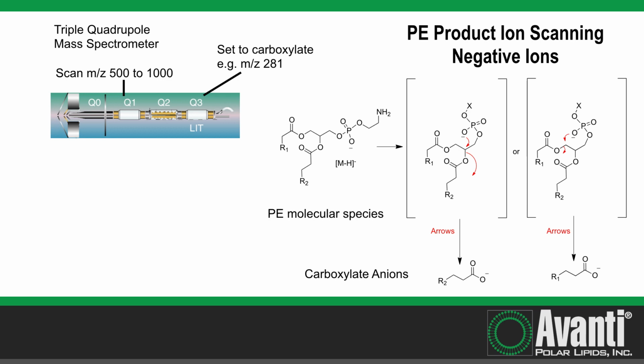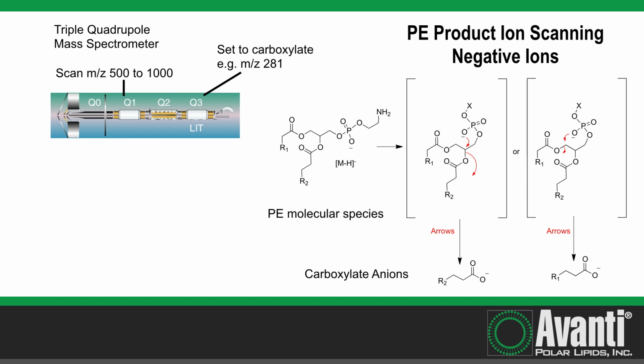And the way it is set up is that the first quadrupole is going to be in the scanning mode, and I put here the scans between 500 and 1,000 Daltons. The second quadrupole is a collision cell where you do ion chemistry, and the third quadrupole is now set to only detect ions of a certain mass, and here it's set at 281 for this particular product ion scanning experiment. So here's the ion chemistry that you see displayed out here.